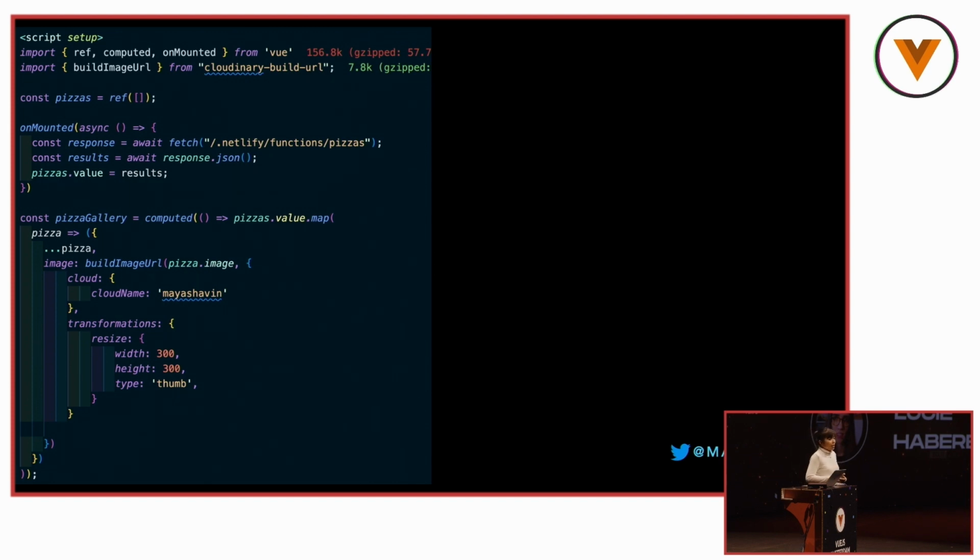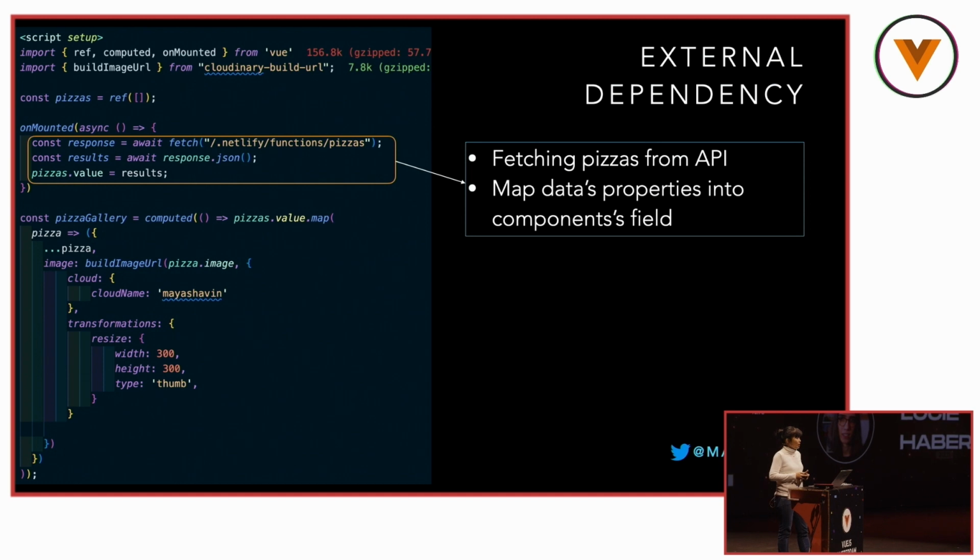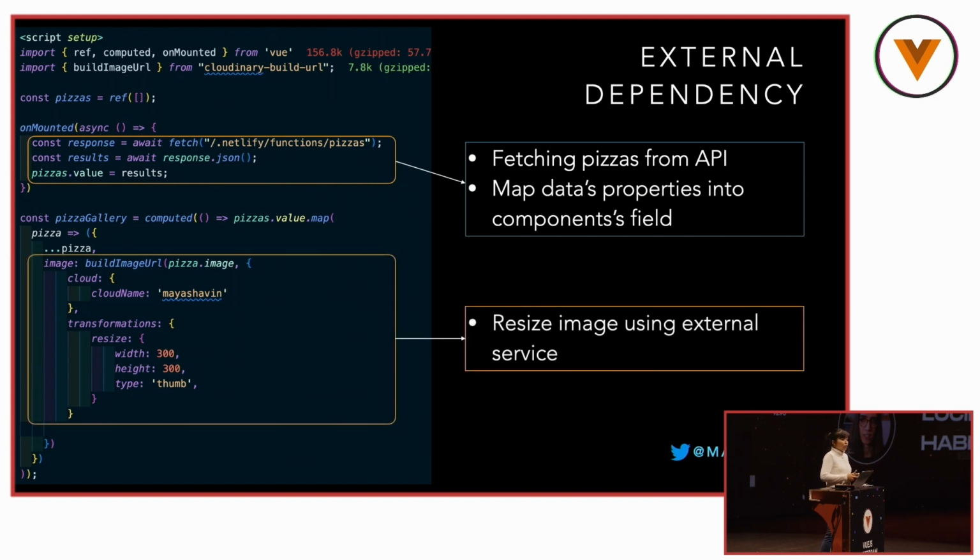So let's go back to our pizza gallery. For the external dependency, we have some here. The first one is that we are fetching a pizza from an API. The second one is that we are mapping the data properties that we receive from the API straight to the component view, as if the component accepts that as its own view. We don't do any data layer or mapping. The third thing is we want to resize the image with an external API service, like Cloudinary, for example.